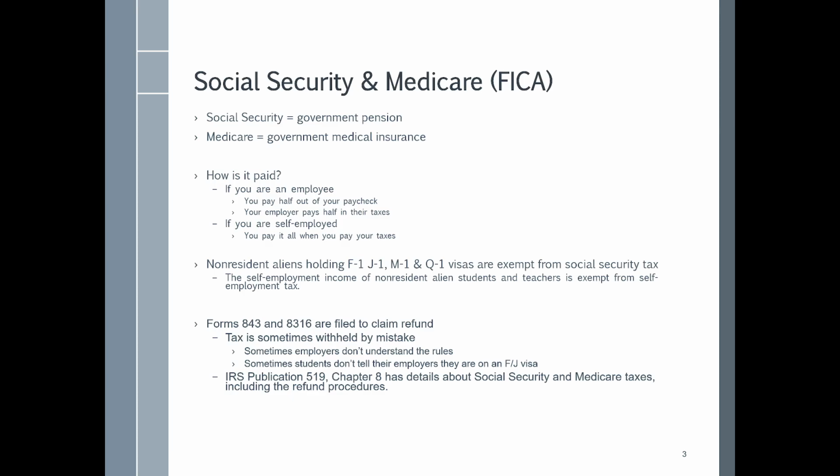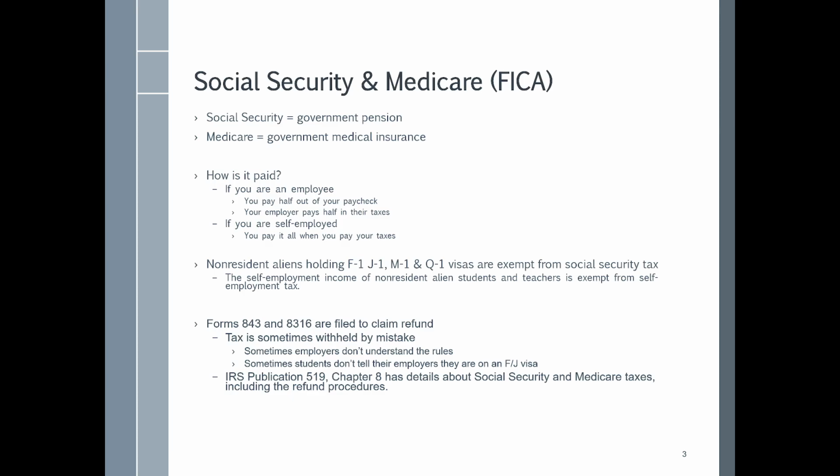So as a reminder, Social Security and Medicare taxes are collectively called FICA taxes. Social Security is a government pension and Medicare is government medical insurance. If you are an employee, it's paid half out of your paycheck and then your employer also pays half of it for you. If you are self-employed, if you work for yourself, you have your own business, then you are going to pay all of that when you pay your taxes.